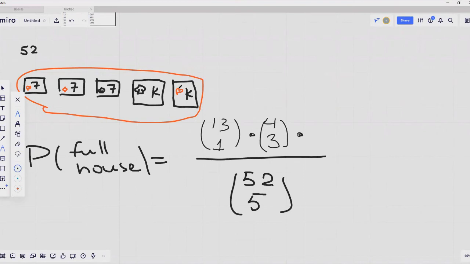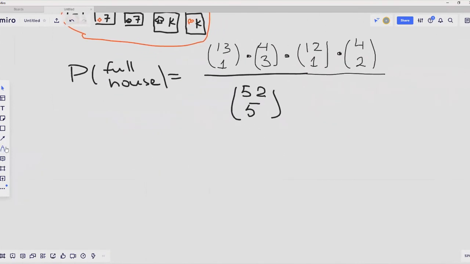Next, we are going to choose a denomination for the remaining 2 cards of the same denomination. This is 12 choose 1, since we've already used one denomination here. Multiplied by the choice of suits for those 2. There are 4 suits, so 4 choose 2.